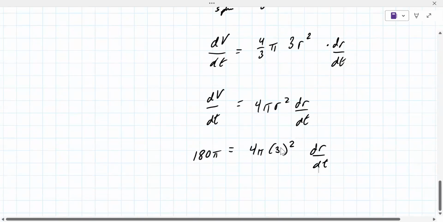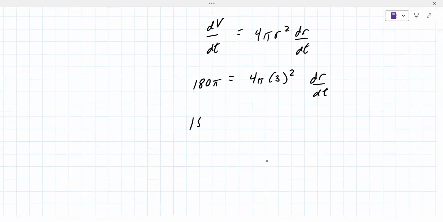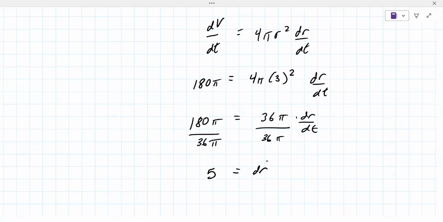Okay, what is this? It's 3 squared, that's 9. 9 times 4 is 36. So it's really 36 pi times dr/dt. And then you divide both sides by 36 pi. Look at that, everything cancels and you get 5 equals dr/dt.